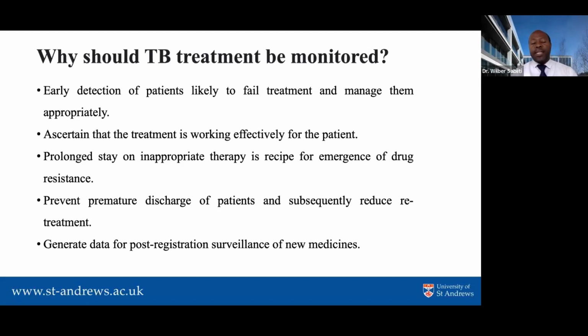With good treatment monitoring methods, we can prevent premature discharge of patients and subsequently reduce retreatment. Because as we know today, the majority of drug-resistant tuberculosis cases come from people who are returning for treatment, the ones we call previously treated patients, or the retreatment patients. That could be that maybe they were discharged before the disease was cleared or well managed.